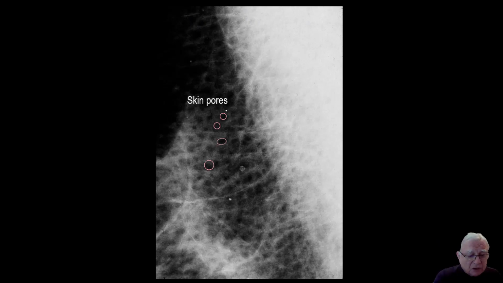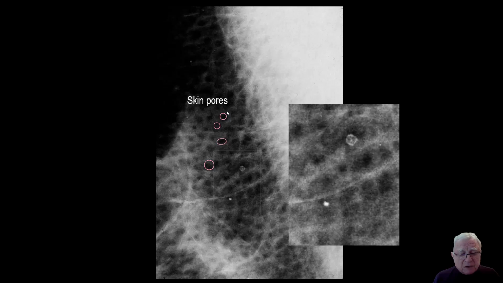You see, these are the skin pores. If I magnify the calcifications, are these calcifications within a TDLU? No. Are these long and branching and Y-shaped? That is, are these calcifications within ducts? No. So then I say, smile. This is not going to be malignant type calcification, because these are the skin pores.